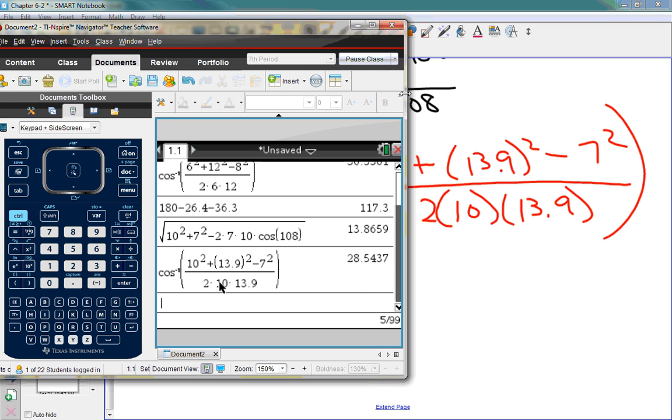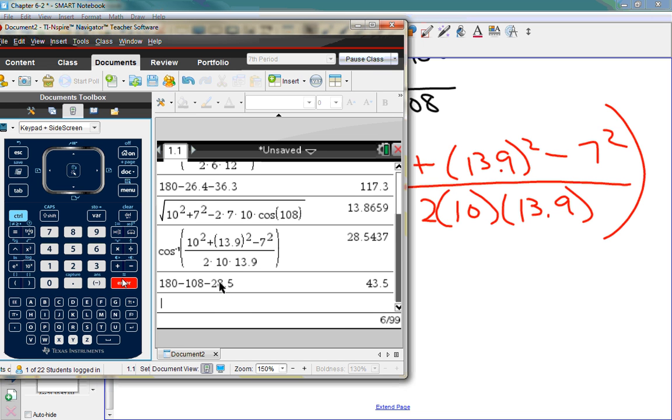So now how do I find the other angle? 180 minus the 108, which is angle C, minus the 28.5. And that's my last angle, which is 43.5. Are we all good on that now? Feel like we understand the law of cosines?